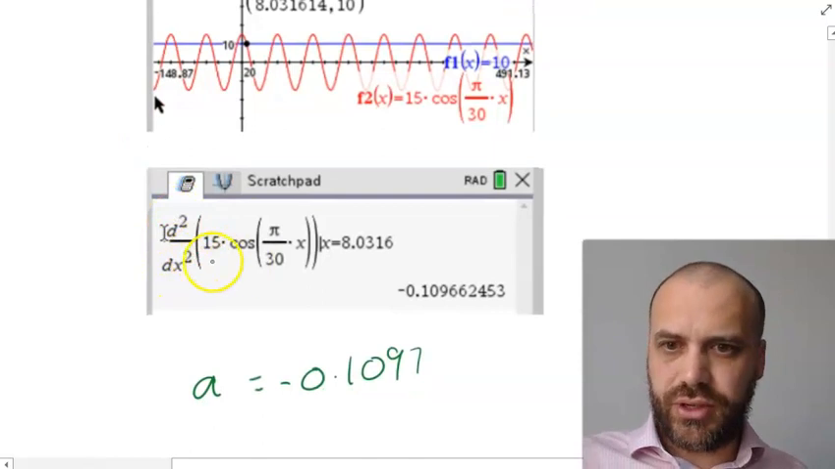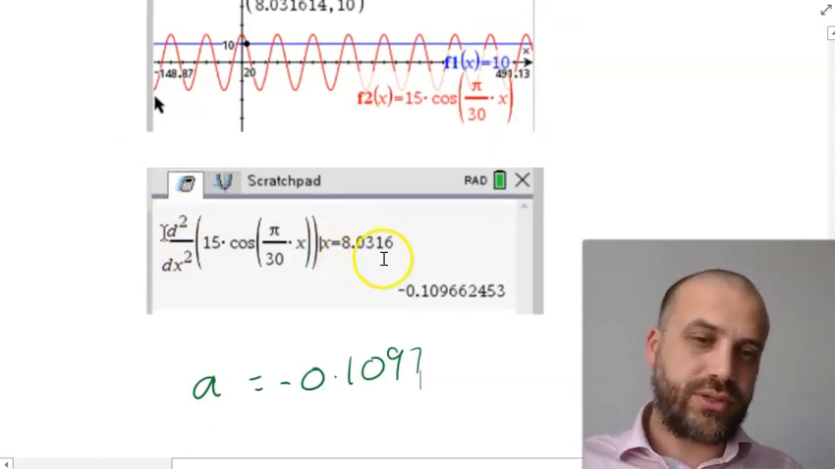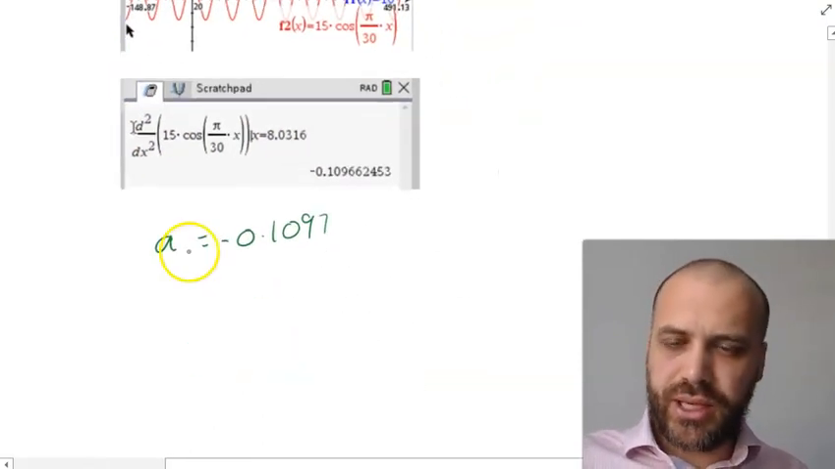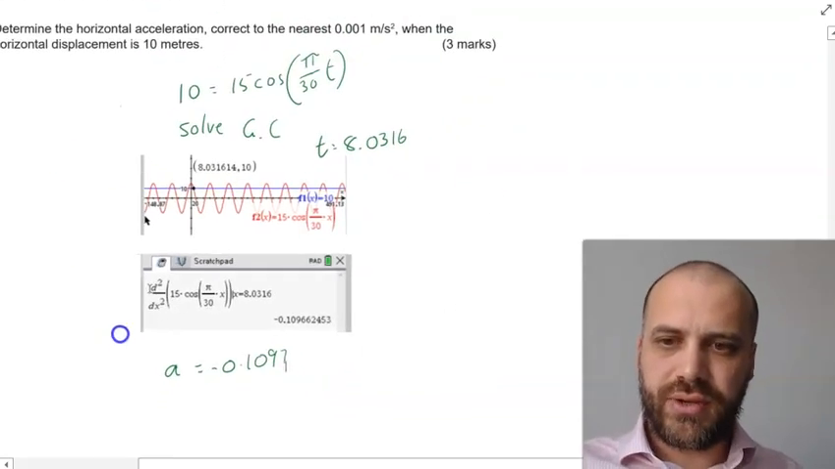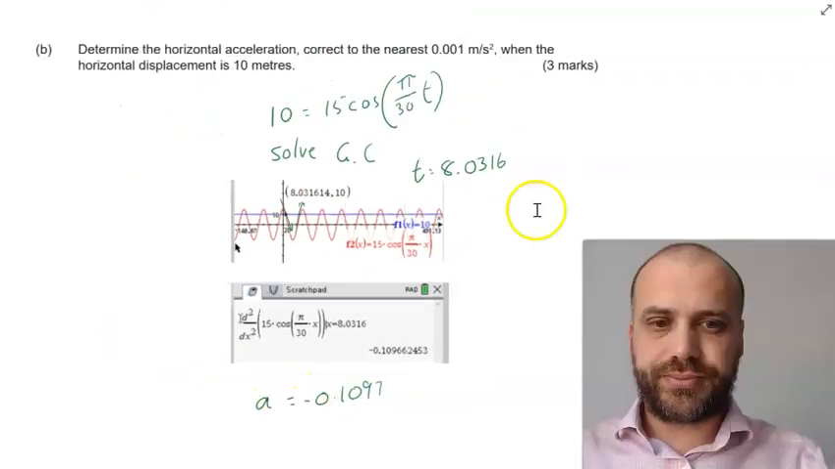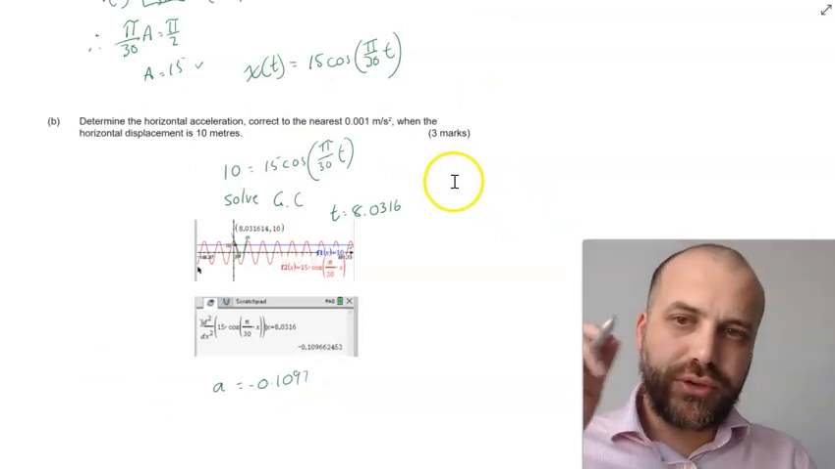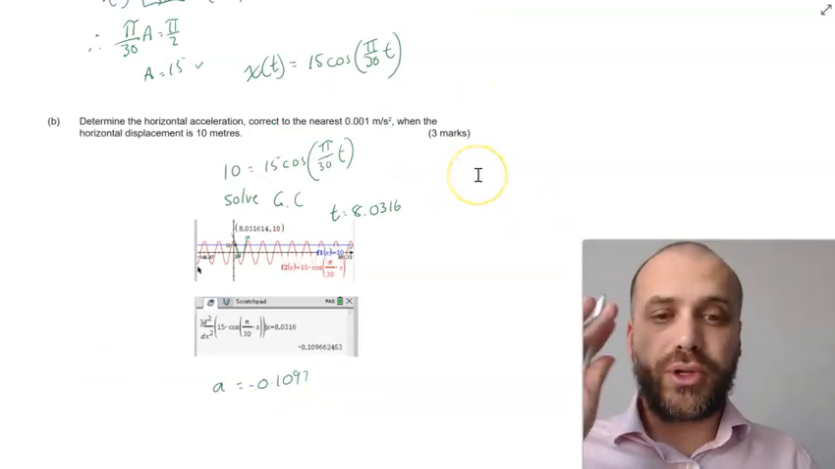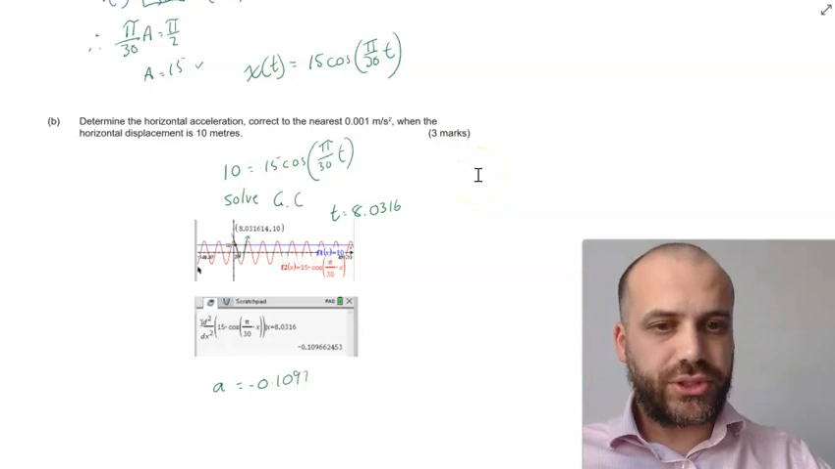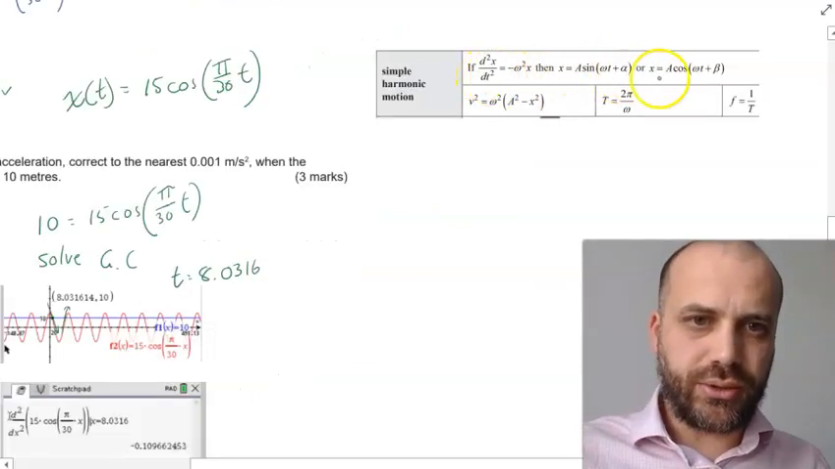I'll let my screenshot double as my working out here. The second derivative of that at 8.0316. Solve that, and we get an acceleration of negative 0.1097. Now, when I said you might be screaming at your screen, it's because this is simple harmonic motion, and if you go to your formula sheet, you'll see something that looks like this.